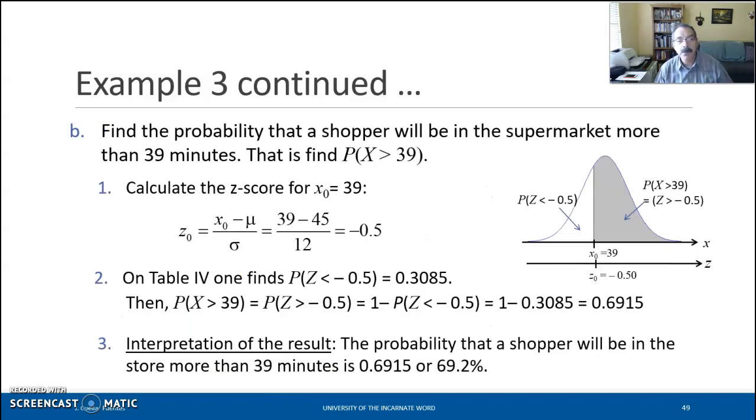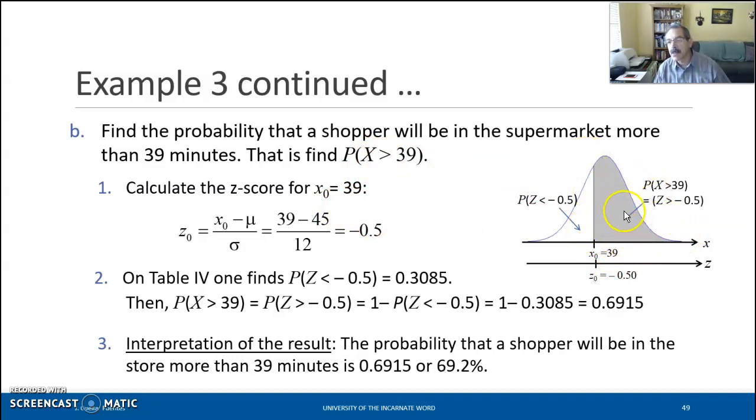For part B, we want to find the probability that a shopper will be in the supermarket store more than 39 minutes. So again, here's the value of x, 39. We find the z value the same way we did before. That's 0.5. Here's the sketch of the normal distribution. And now you see we're finding values larger than 39. We want to see that a shopper spent more than 39 minutes.